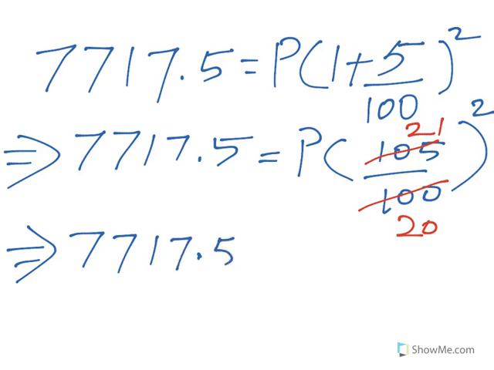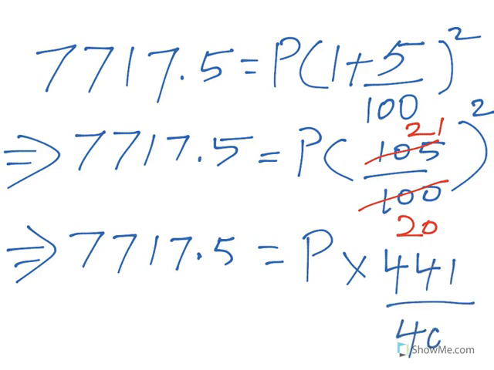7717.5 is equal to P times 441 by 400. Okay, now all we have to do is cross multiply and we should get the answer. Do at least try this step yourself, but I'm going to continue on the next page.